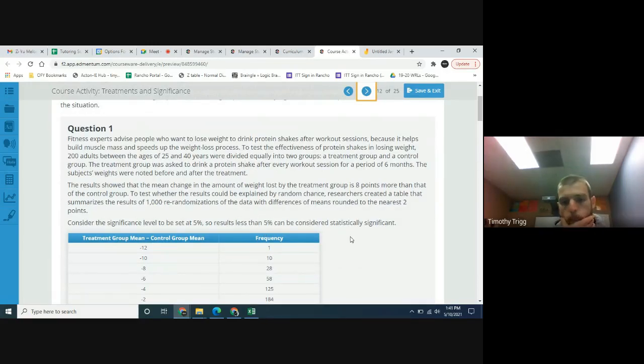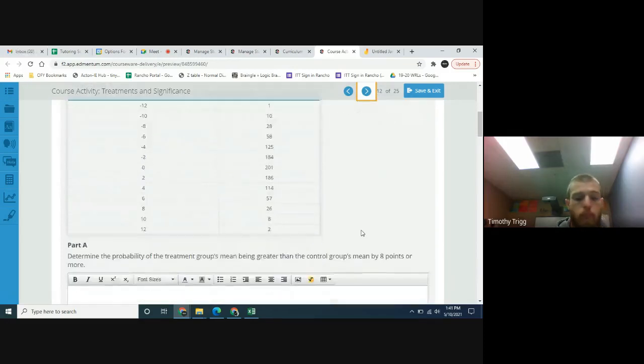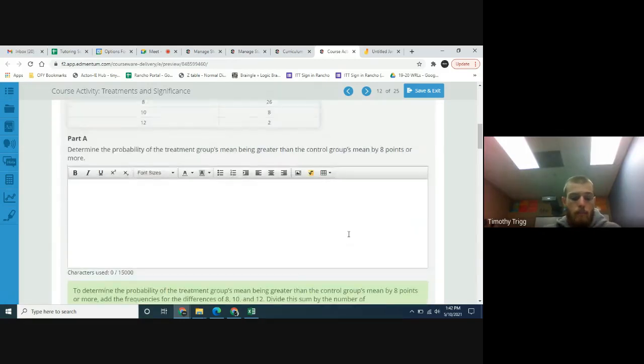So what does that mean? Again, statistically significant means that it's unlikely to occur with random chance. In this case, we're doing a 5% significance level, meaning that if results are less than 5%, that means that given random chance, those sorts of results would be less than 5% chance to happen. Okay. Determine the probability of the treatment group's mean being greater than the control group's mean by 8 points or more.